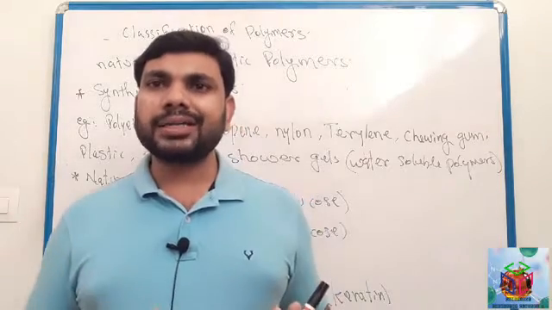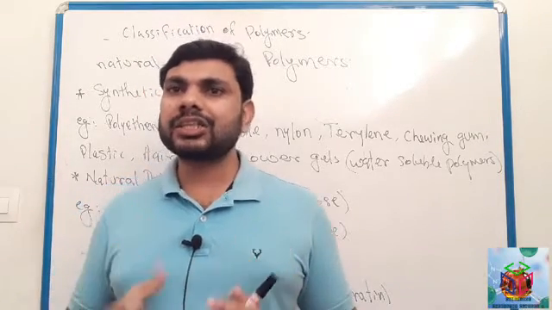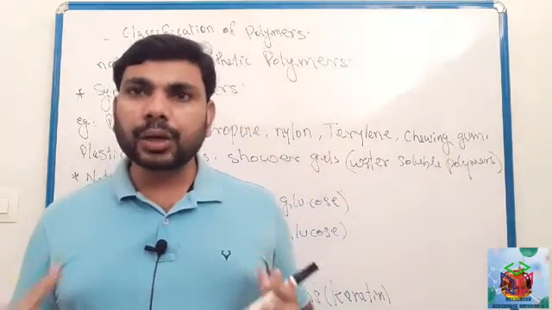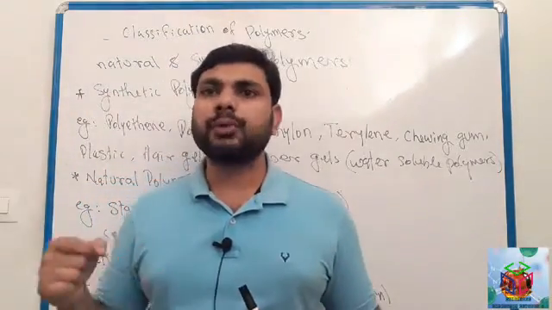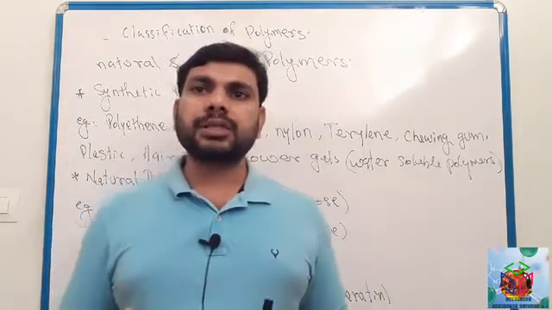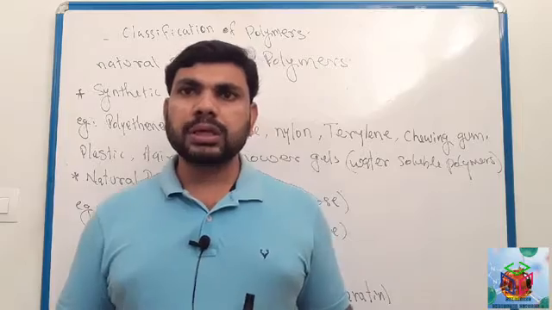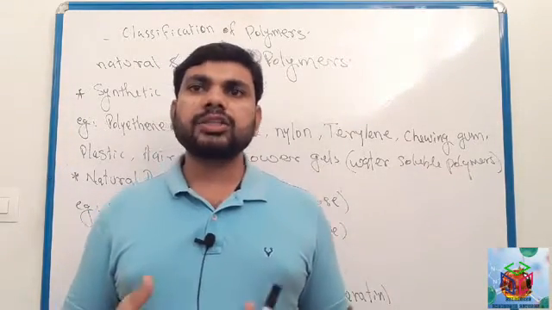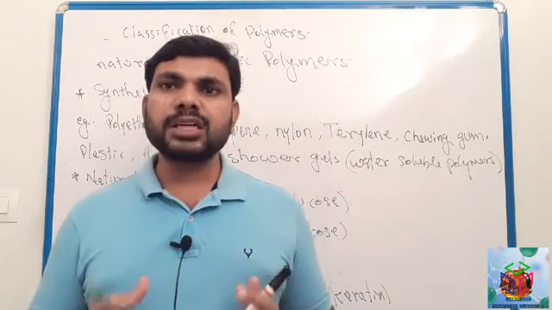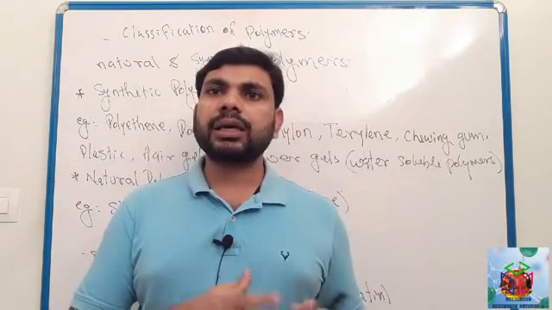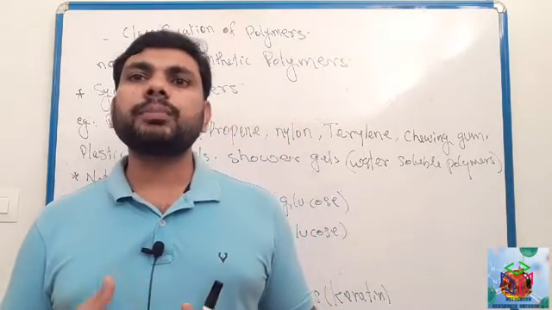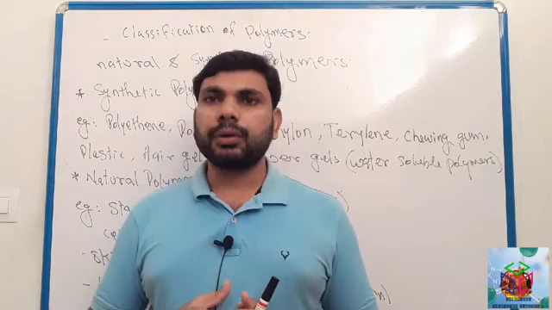Okay, next we have to understand the classification of polymers. Polymers are classified as natural polymers and synthetic polymers. Naturally occurring polymers are called natural polymers. For example, plants produce some polymers such as cellulose, carbohydrate. This type of polymer is a natural polymer. Man-made polymers, which are made in a chemical factory, are called synthetic polymers.